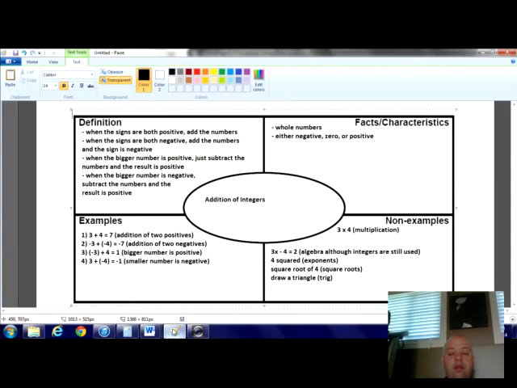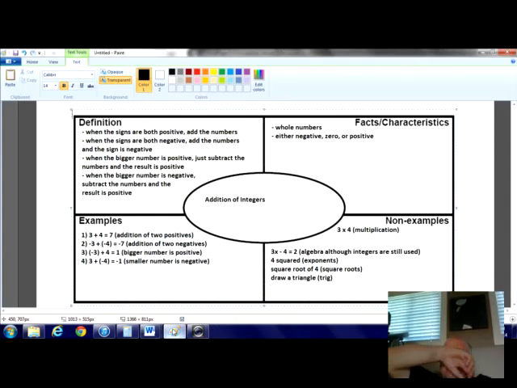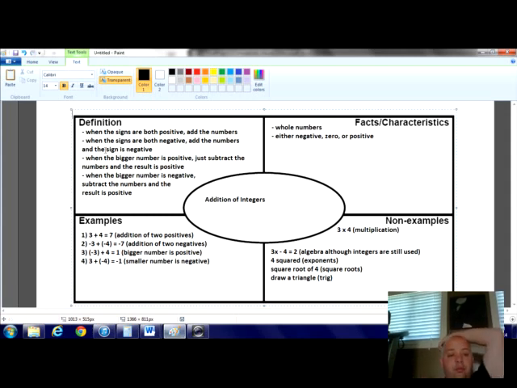So, here is my Frere model that I just made up this morning. I made this on the last video, but it didn't turn out here. So, in the middle goes the topic. I decided to do the addition of integers. Then I just went top left. Top left, it was definition.